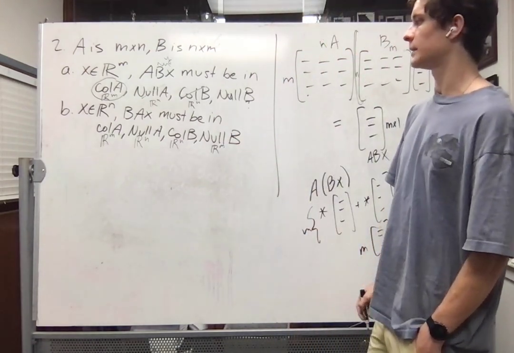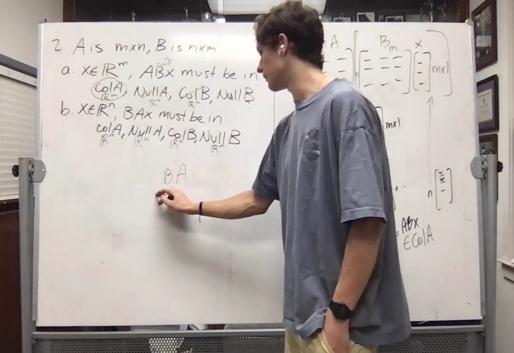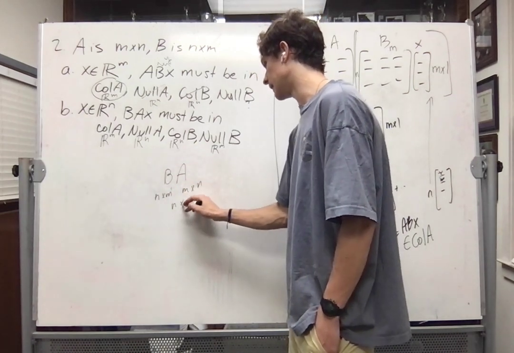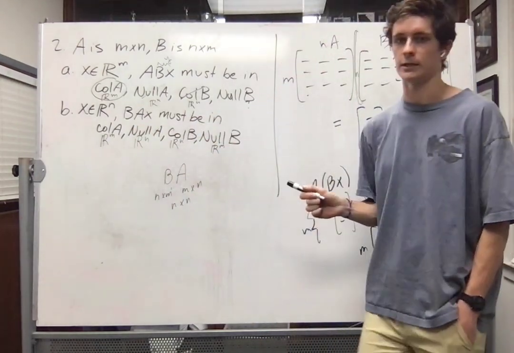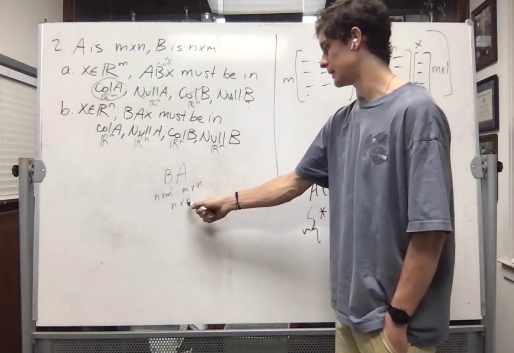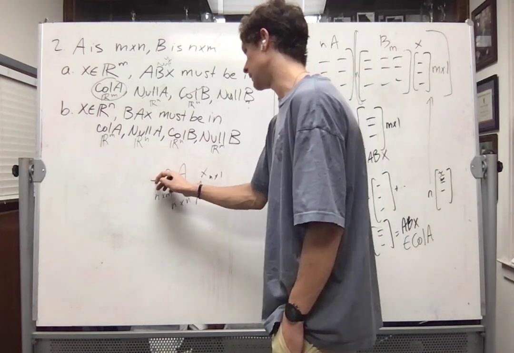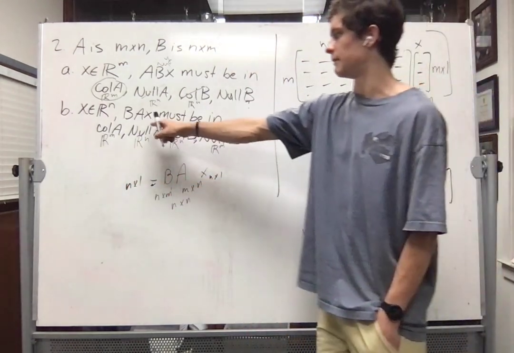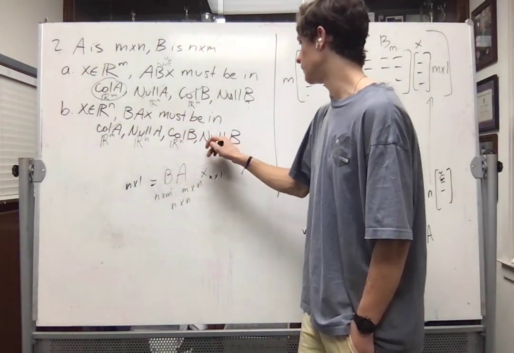And BAx, so let's think about BA. B is n by m, and A is m by n, so this whole matrix is going to be n by n. So x is going to be in Rn, that makes sense. And then BAx is also going to be in Rn, because BA is going to take in something that's n by 1 and be equal to something that is also n by 1. Okay, so BAx is a vector in Rn, so we can eliminate col A. We can eliminate null B.